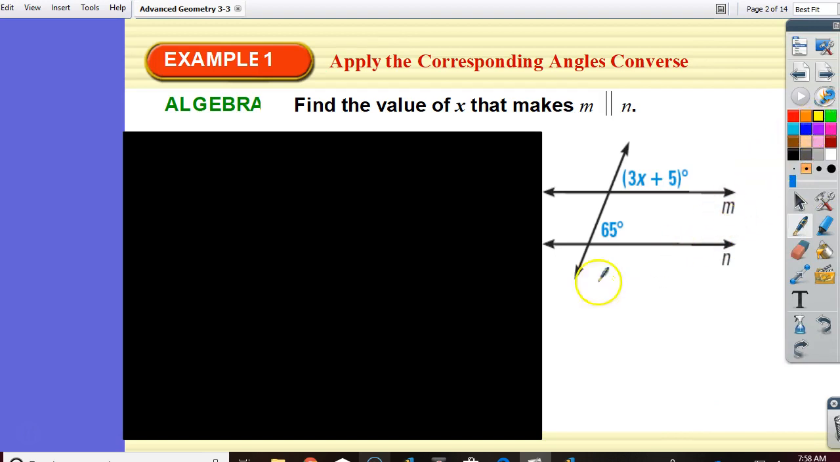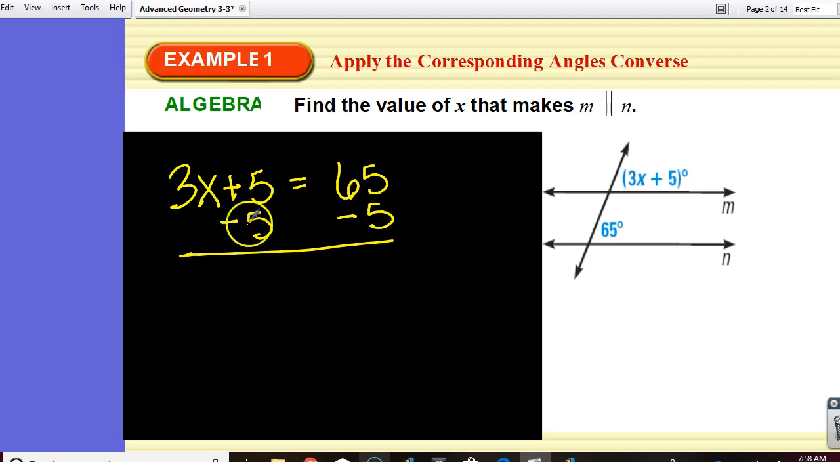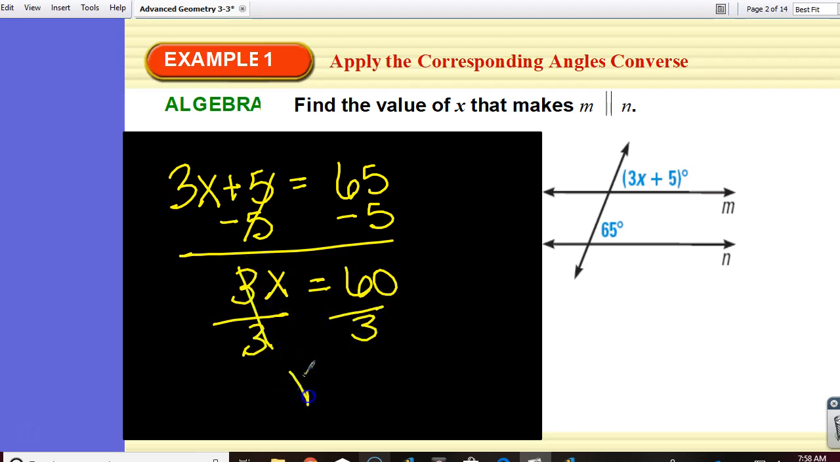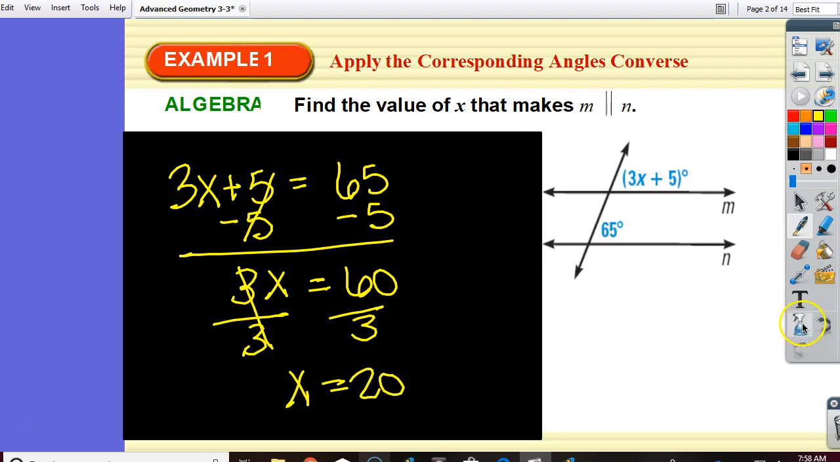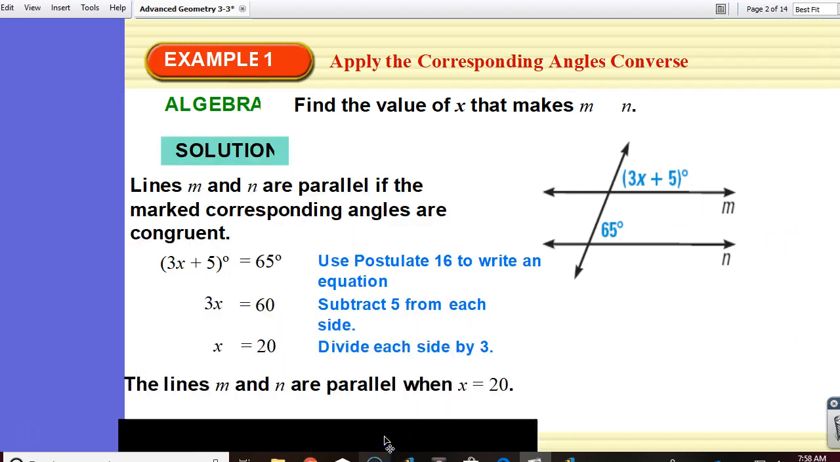So all you need to do is 3x plus 5 must equal 65 in order for these lines to be parallel. So we subtract 5 on both sides. 3x has to equal 60. So x must equal 20. And that is the value of x that would satisfy this. So, when x is 20, then the lines would be parallel.